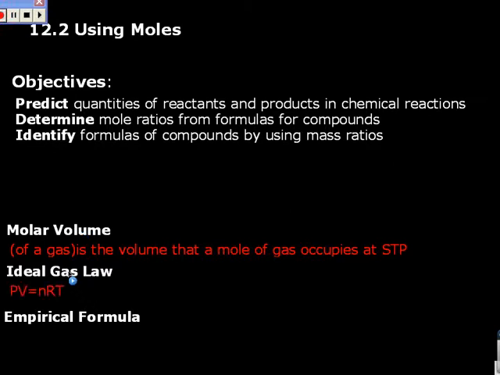The ideal gas law, which is PV equals nRT. We've dealt with that a little bit before, which is pressure times volume equals number of moles times the constant times temperature. Now, we also need to look at the empirical formula.